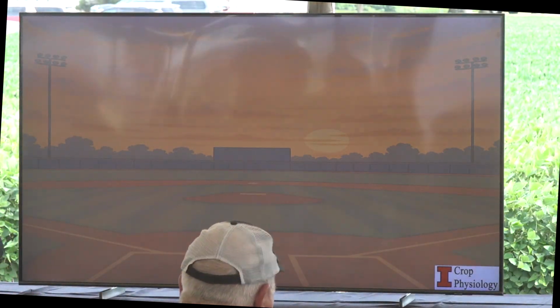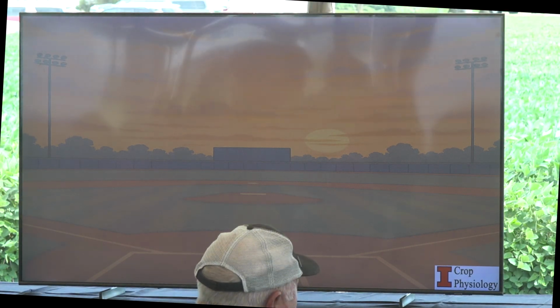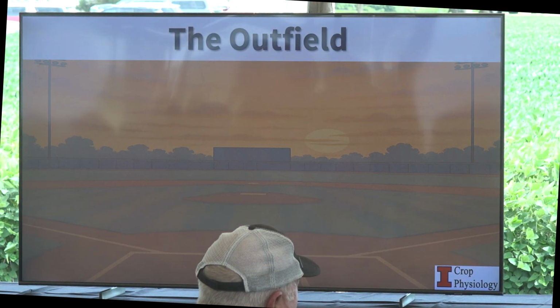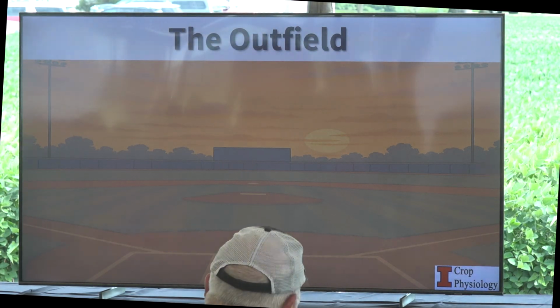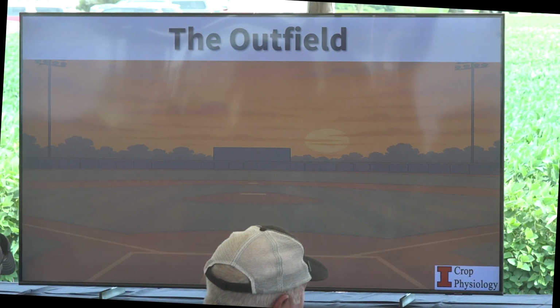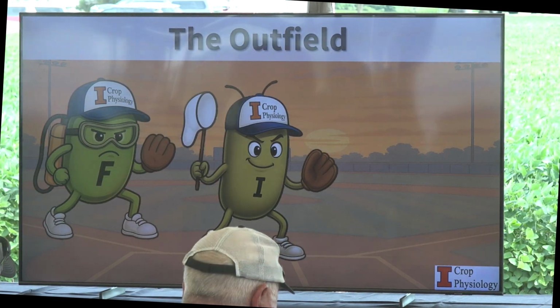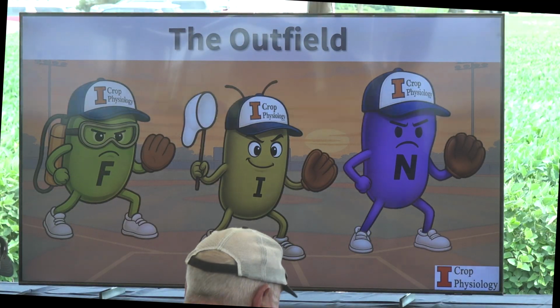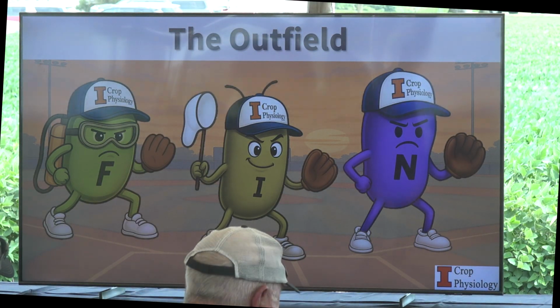Okay, with this good team we have set up by now, we also need to have good players in the outfield. And these are the players that we are very familiar with. They are there to support the team, to offer protection. They are the fungicides, insecticides, and nematicides. This is what we call the standard package for protection.